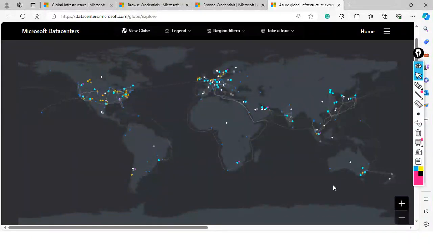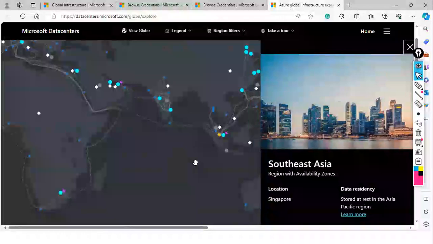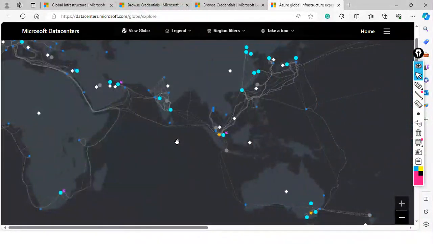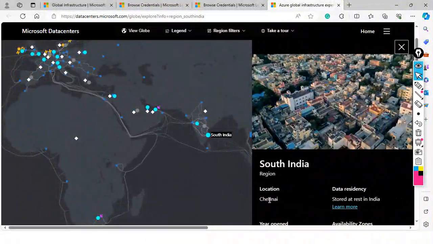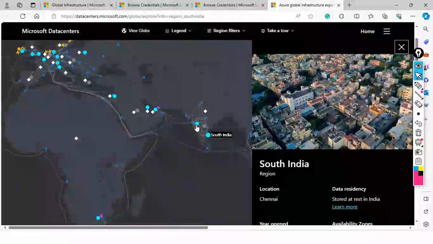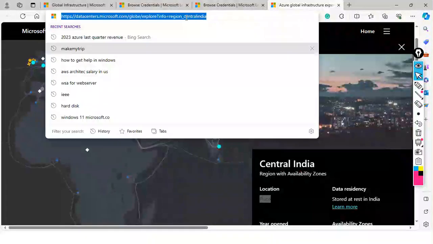Some of the regions are in India also. Let us select Southeast, which is Singapore. Let me expand it. This is South India; they have a region in Chennai, and one region is in Pune also. Like this, they have regions all over the world. You can explore this map. Let me share this map with you.